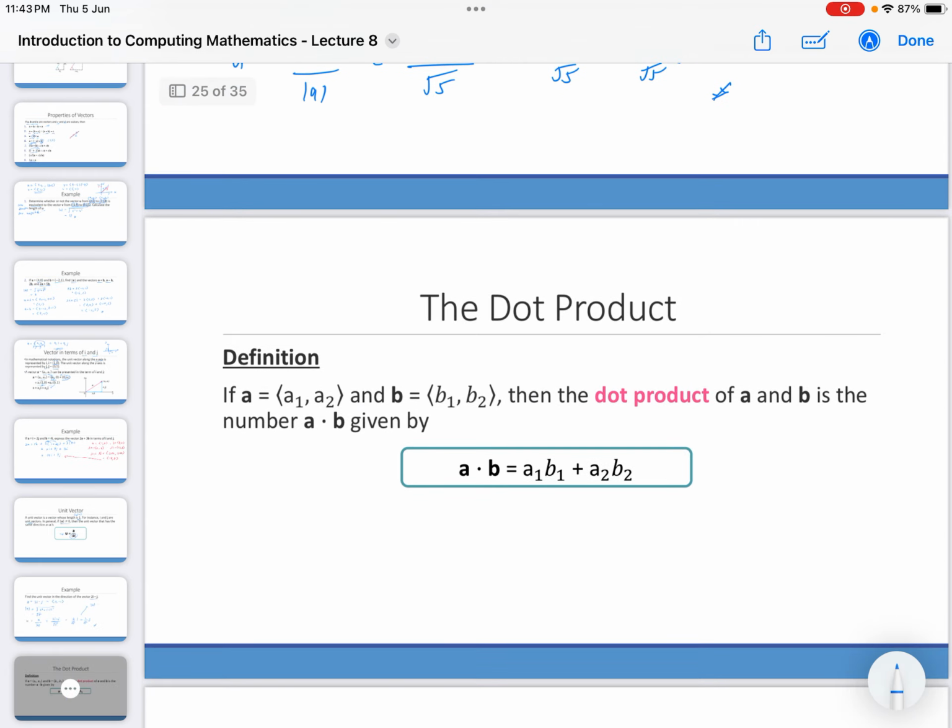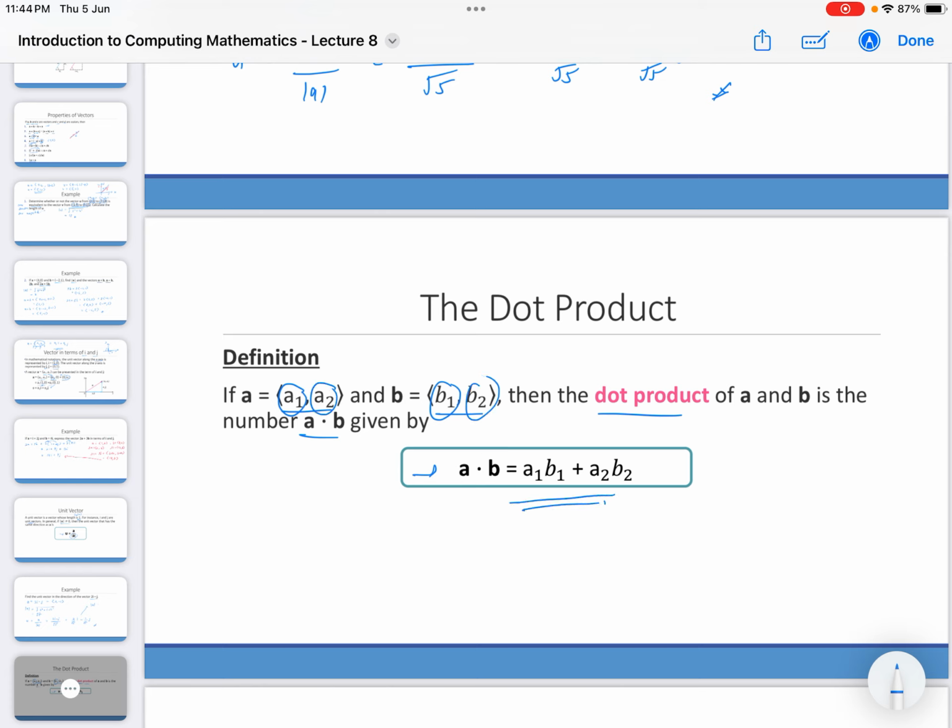Okay, next we will learn about the dot product. Let's say we have vector A with components A1, A2, and vector B with components B1, B2. Then the dot product of A and B, which we write as A dot B, is given by this. A dot B is equal to the first components multiplied together, A1 times B1, plus the second components multiplied together, A2 times B2.